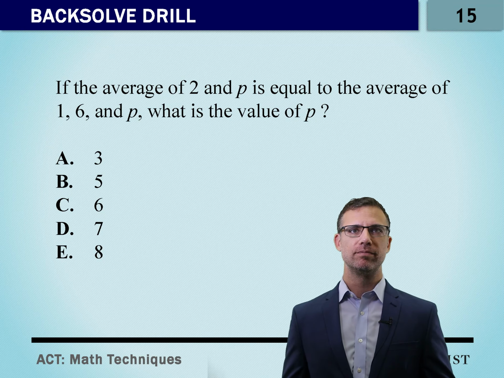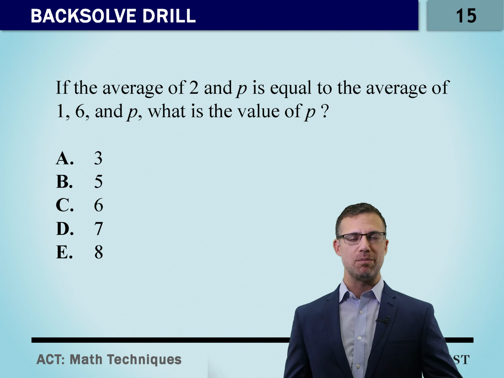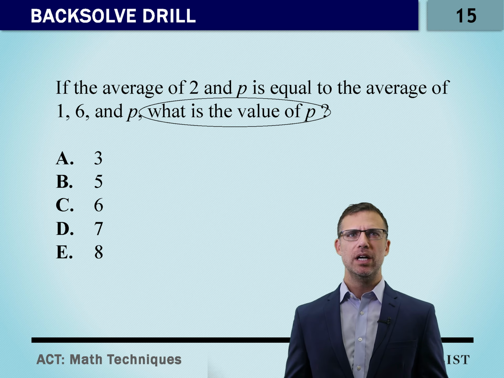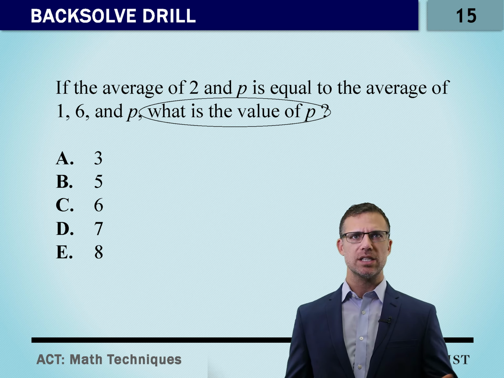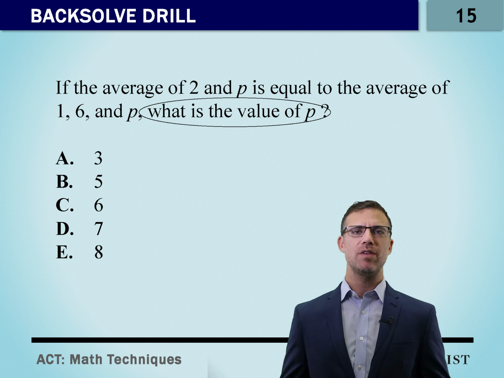Number 15. If the average of 2 and P is equal to the average of 1, 6, and P, what is the value of P? Reading this question can even seem complicated. Again, this is why Backsolve simplifies our efforts here. Let's start in the middle, because 6 is going to tell us whether or not that works, or is too high or too low. What's the value of P?